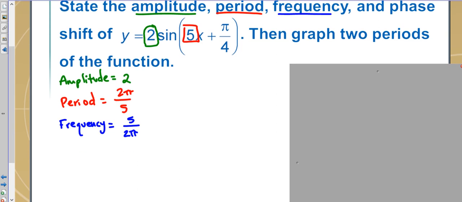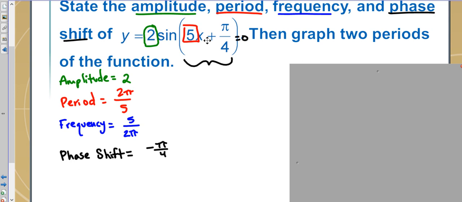All right, and then finally the phase shift. Now this is the horizontal transformation. So a phase shift, again, is like a horizontal shift. What you do is you solve for x here. So all this, we're going to solve for x. So it would be negative pi over 4 first, because you're solving for x. It's kind of like you said equal to 0. That goes across, and then you divide that by 5.